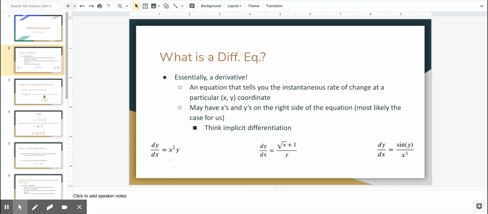The biggest difference between evaluating a differential equation and evaluating a derivative that we know is we need both an x and a y coordinate, right? So if I wanted to find the instantaneous rate of change, the slope of the tangent line, for the function that I might be working with, I need both the x and the y coordinate of that point in order to get that instantaneous rate of change. So that's the key difference between what we've done and what we're going to be looking at.